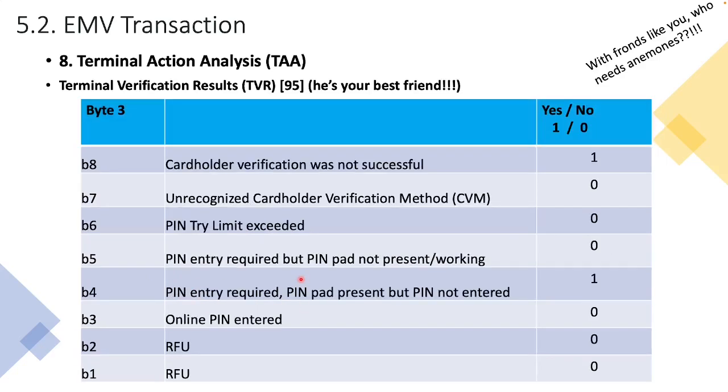Okay, byte 3 talks a lot about CVM, so cardholder verification, successful or not. Is it unrecognized, or is it something that the card may not be aware of? Was the PIN try limit exceeded? And then you've got other conditions here. We've got PIN entry required, but the PIN pad is not present or not working according to the terminal. Or PIN entry required, the PIN pad is present and working, but for some reason the cardholder never entered the PIN. So if these conditions happen, the terminal will actually flag it. And the other one was an online PIN entered here.